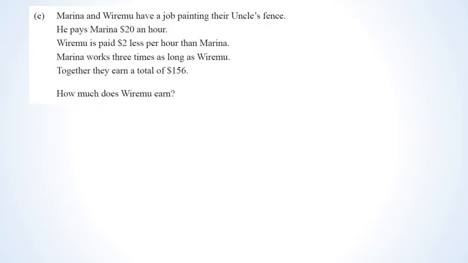So here we've got 2 people that have a job painting their uncle's fence. Marina is paid $20 an hour. Viramu is paid $2 less than Marina, so this could be written as $18. Marina works 3 times as long as Viramu, and you are asked to find how much Viramu earns. So first thing is this. I'm going to put down the number of hours Marina works as M.